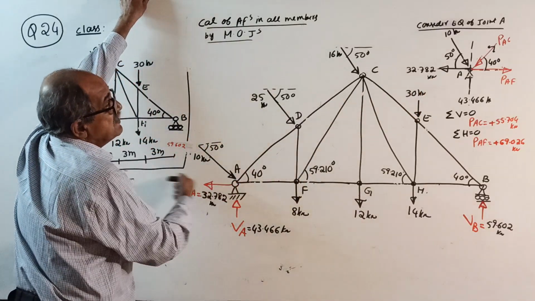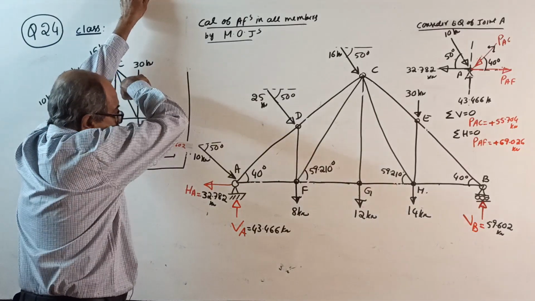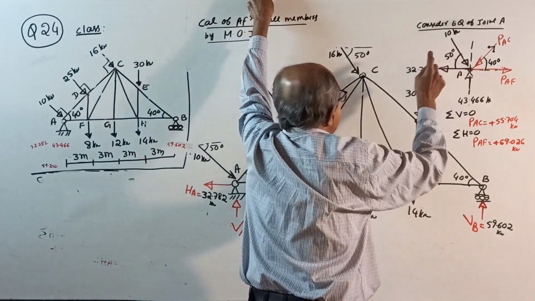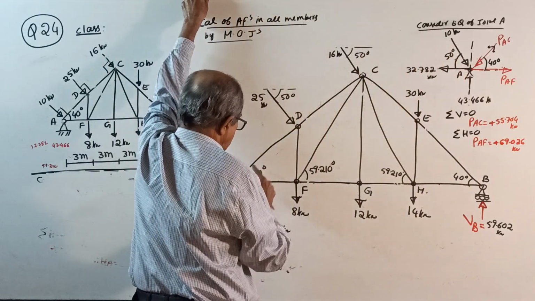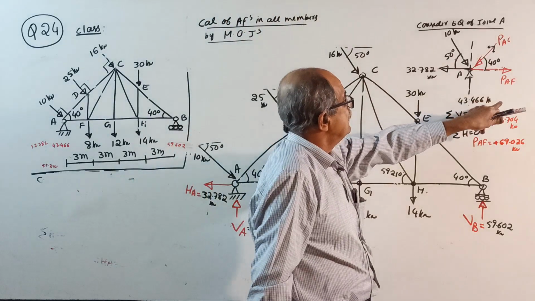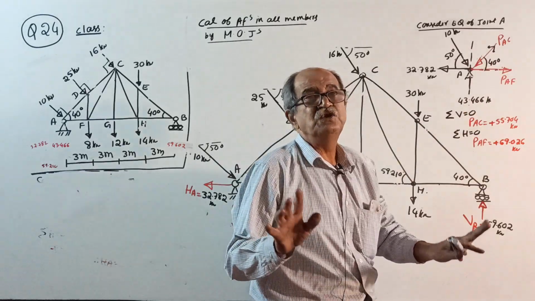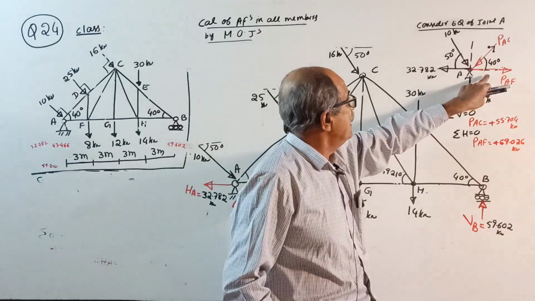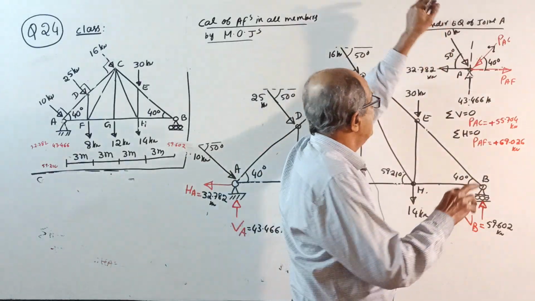43.466, 37.782. Then 110 this way. How much angle? Now you want the angle with horizontal: 50 degrees. One unknown force here, one unknown force here. I will assume like that. Why I assume, you should not ask. I told you 1,000 times. If you have difficulty, you assume whatever you want.